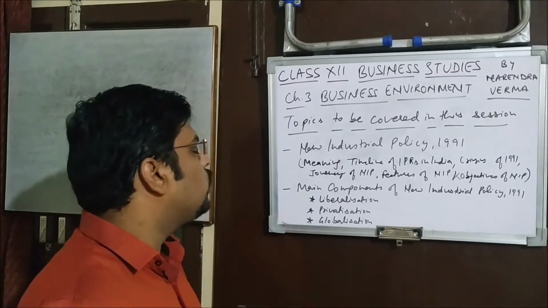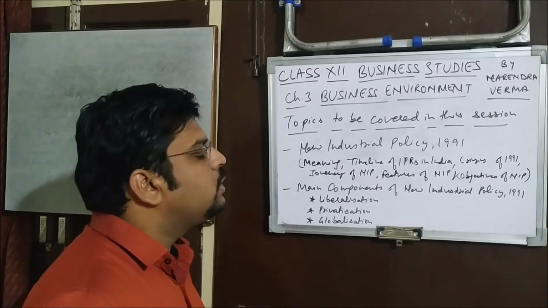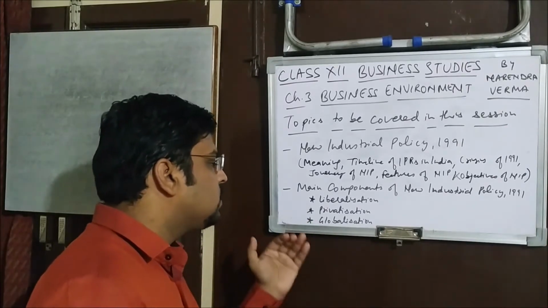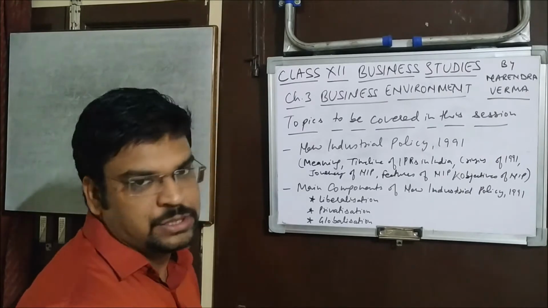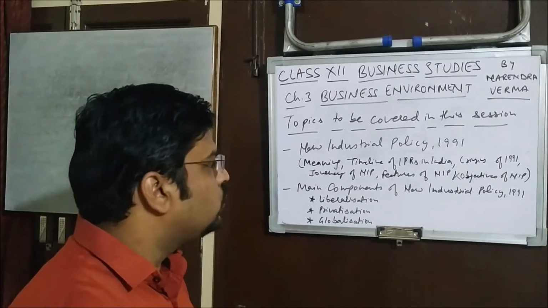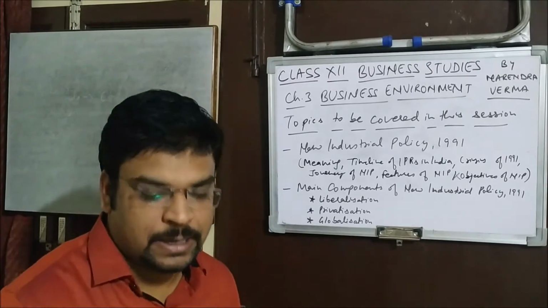Thereafter we'll discuss the main components of new industrial policy 1991: liberalization, privatization, and globalization. In today's session, we are going to cover it all, right? So without wasting much time, let's start.